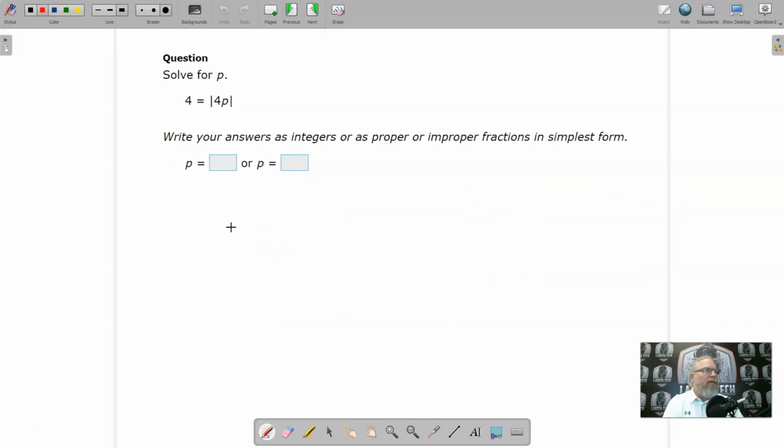Here I have the absolute value of 4p is set equal to the value of 4. So the absolute value is already isolated. I can now create my two special cases. I'm going to take what's inside the absolute value bracket there, 4p, and set it equal to a negative form of what I see on the right. And then I'm also going to set it to a positive form.